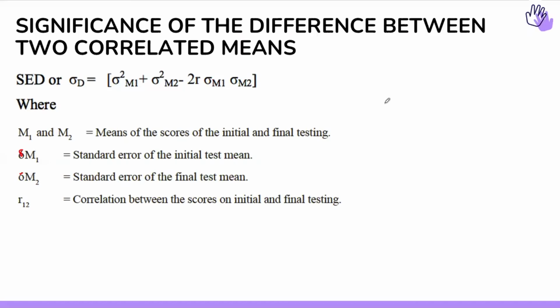So there are some scores on which initial testing has been done, and there are some scores again on which final testing has been done. M1 is the mean score of initial testing, and M2 is the mean score of final testing.